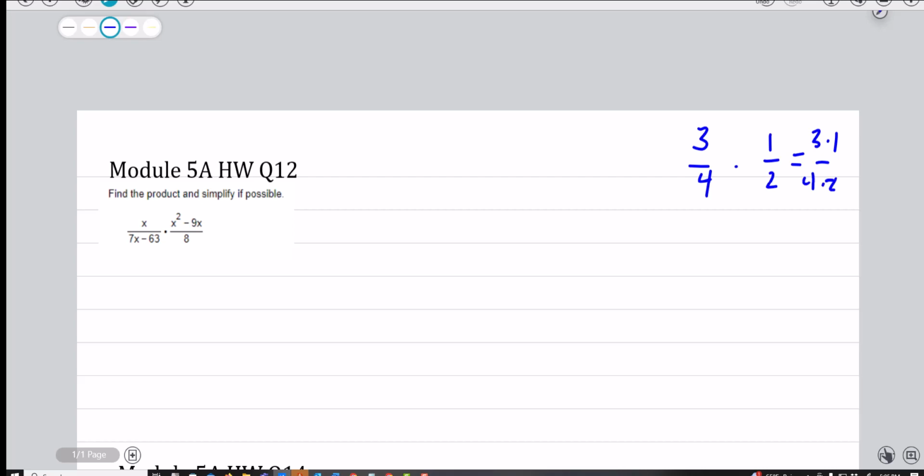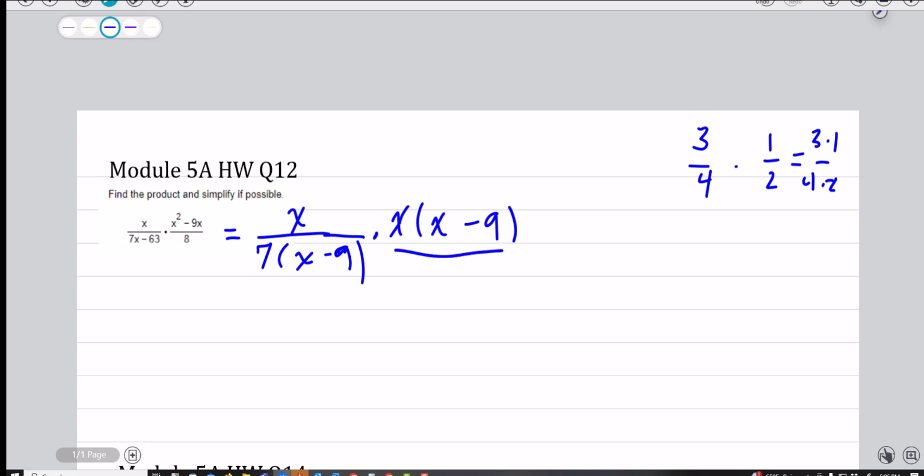However, if you can do any type of reducing along the way, it is very, very helpful. So I see X. 63 I know can divide by 7, so I can factor out a 7. That's a 9, because 9 times 7 is 63. Here I could factor out an X, and that would leave me with an X minus 9.